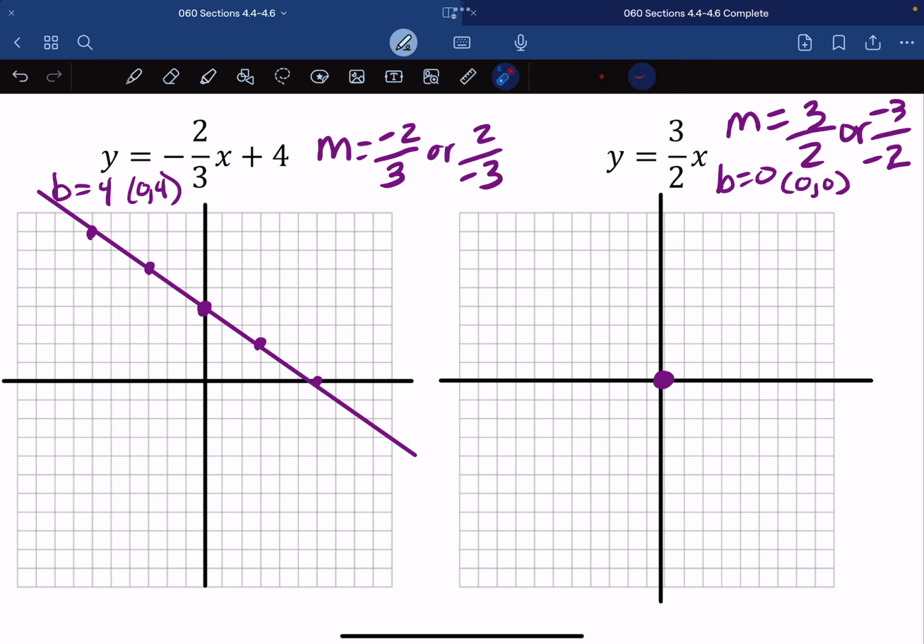And then I'm going to go up 3 over 2, up 3 over 2, or I can go down 3, left 2. Down 3, left 2.